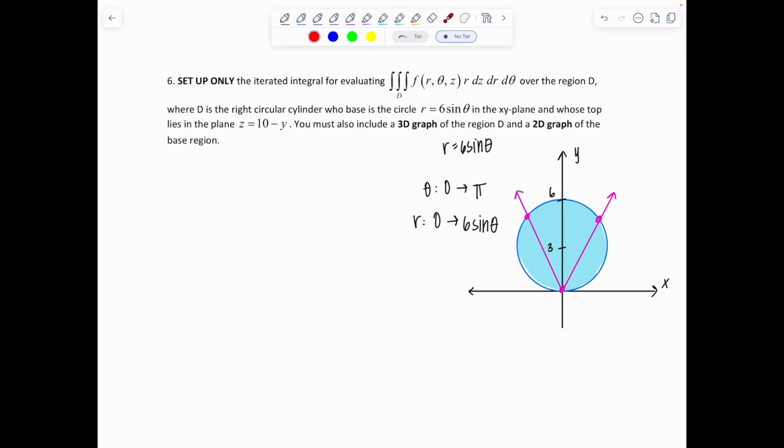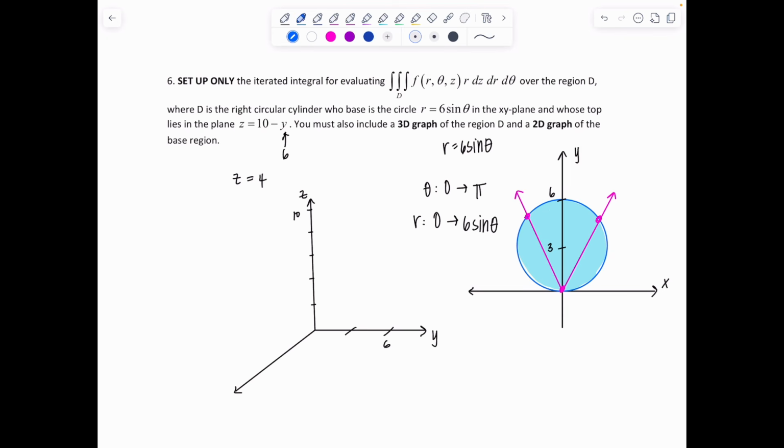Then it tells me in 3D, this is the base in the xy plane. Okay, got it, z equals 0. And then the top is the plane z equals 10 minus y. So at 0 in y and x, z is 10. And then it's going to go downward until, if y is equal to 6, it'll intersect when z is 4. So let me show you what I'm talking about. We know in the y direction, the circle is going to extend all the way to 6, right? So 2, 4, 6, 8, 10.